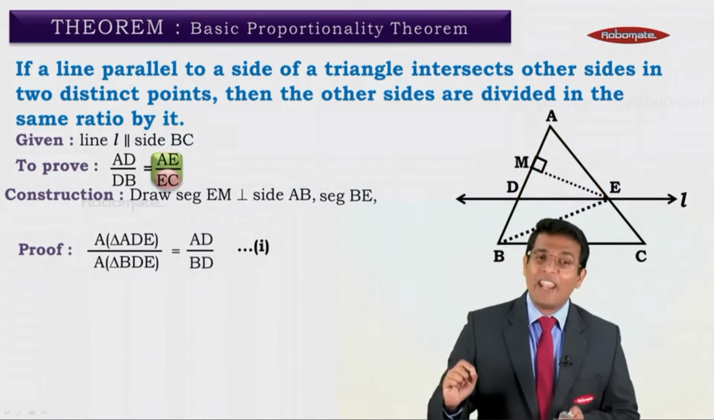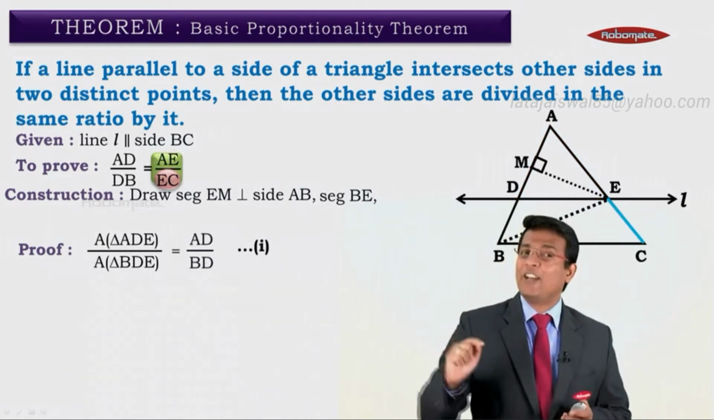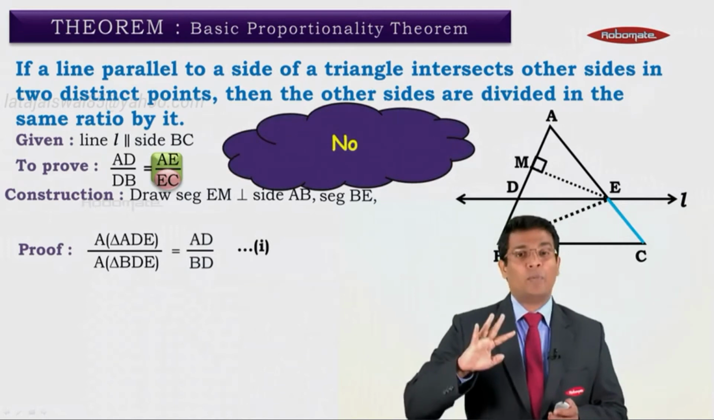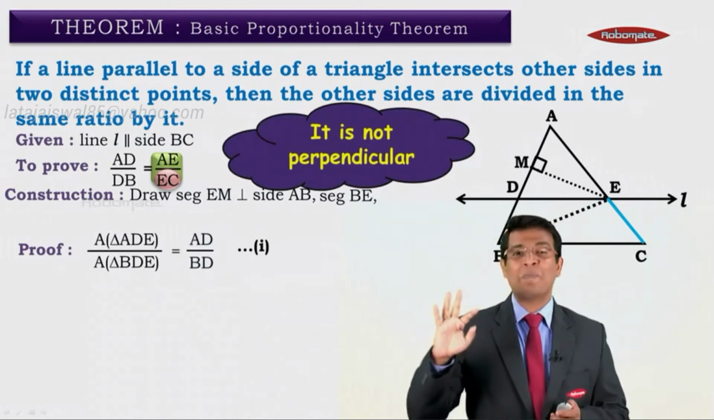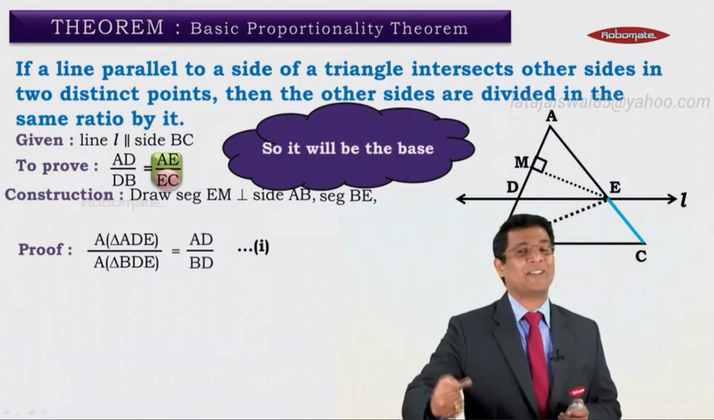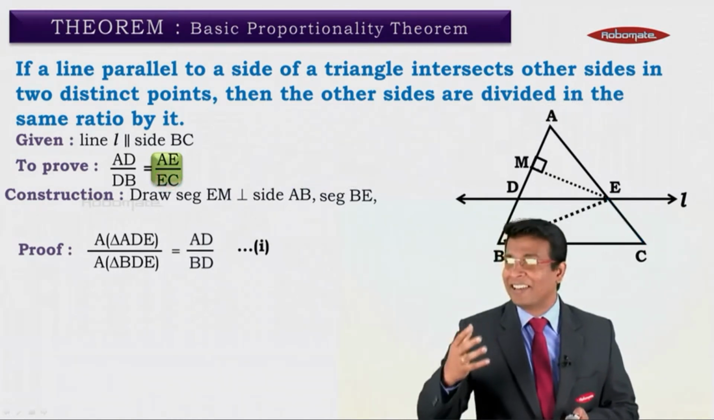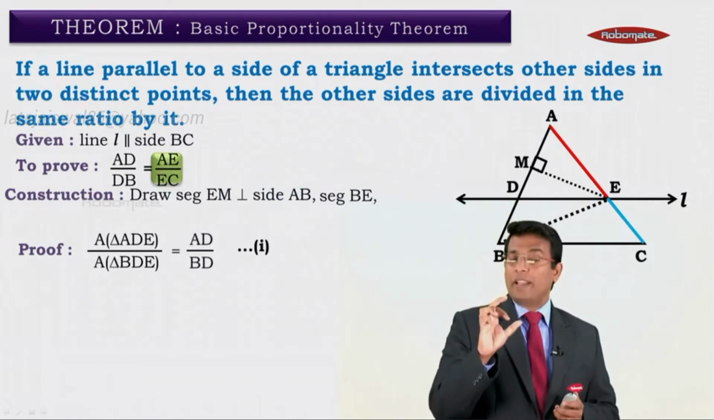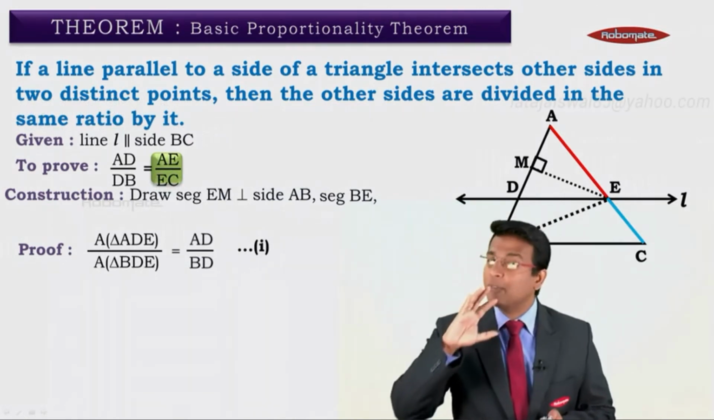In the same way, when we consider EC, the denominator, can that be the height? No, because it is not a perpendicular segment. That means EC is also the base, of another triangle rather. Now AE and EC, these are the two bases which you are going to consider. AE is the base for triangle ADE.